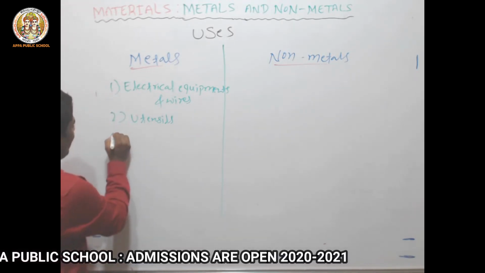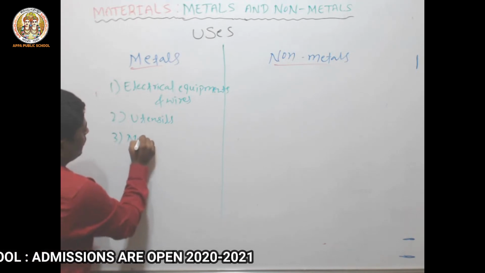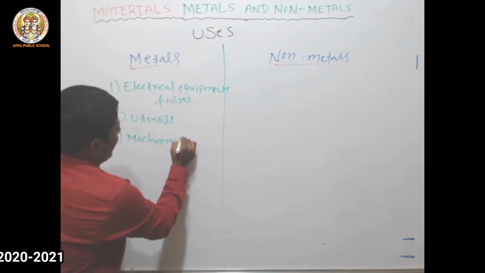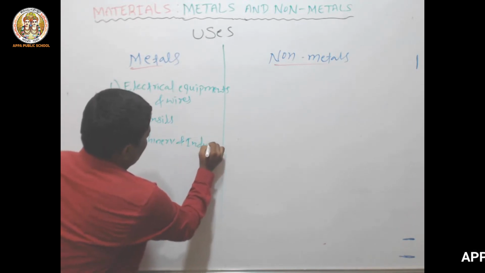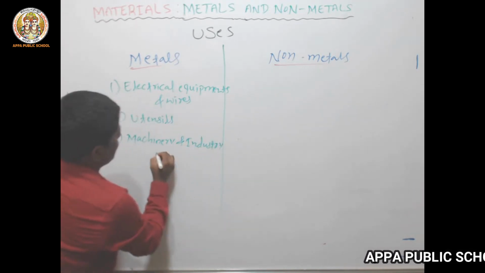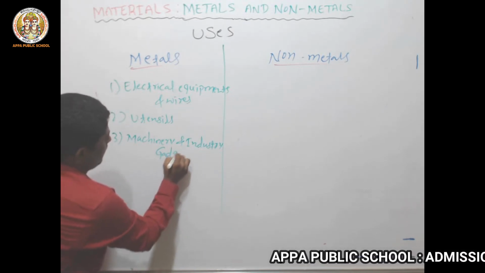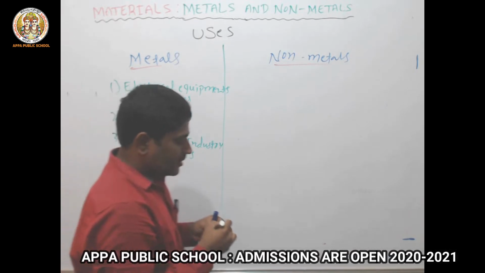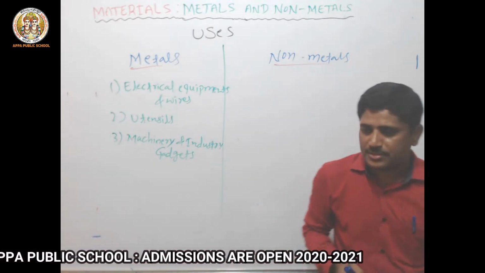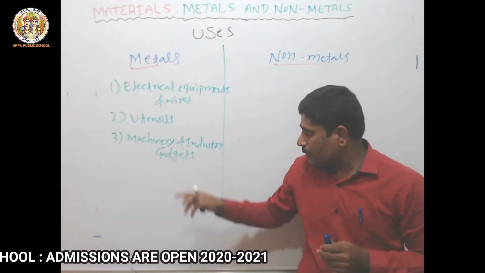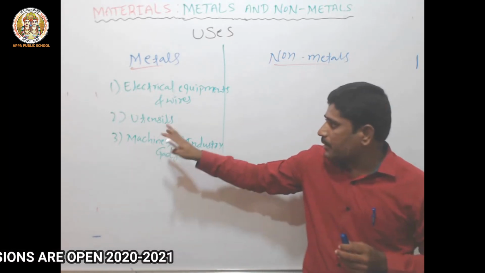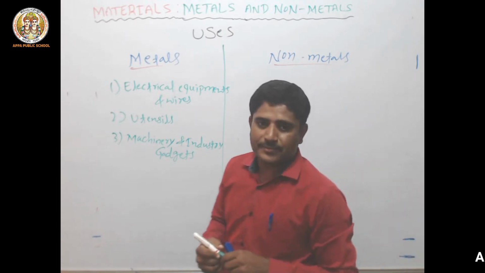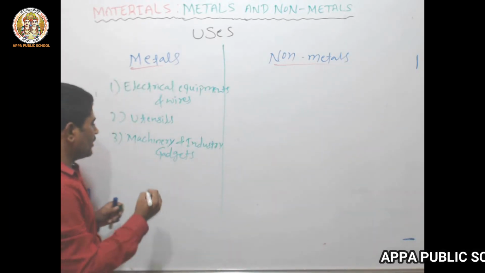Yes. Next point is it is used in machinery parts as well as industry gadgets. Okay, you know very well machines, industries. So we are going to use the metals to prepare the machine parts as well as industrial gadgets, isn't it? So next point is what?